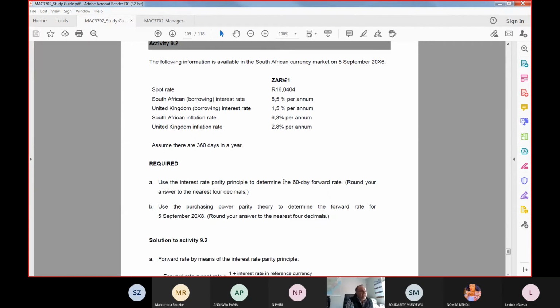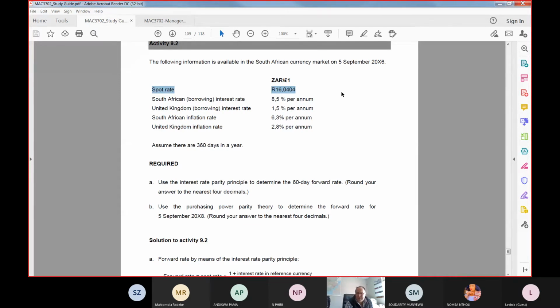To calculate the exchange rate, the rand value in South Africa. Look at this. The following information is available to you in South Africa on the 5th of September 2016. A spot rate of 16.04. That is the spot rate on the 5th of September. South African borrowing rate, 8.5%. It's not bad. In South Africa at the moment we are at 7% prime, but it's 8.5 in the question. The United Kingdom, 1.5%. At the moment it is 0.5, by the way, but it's 1.5.